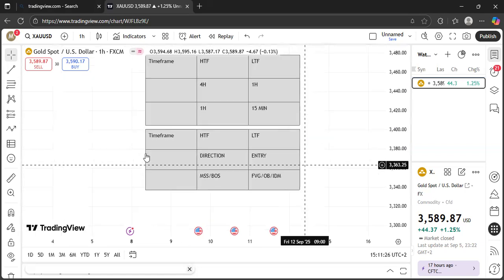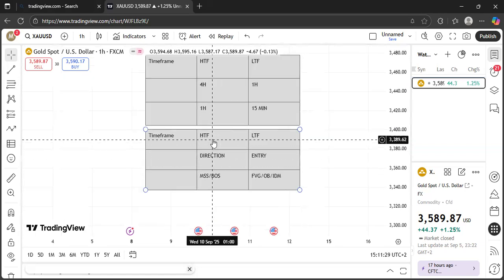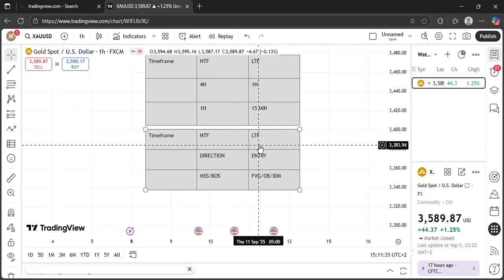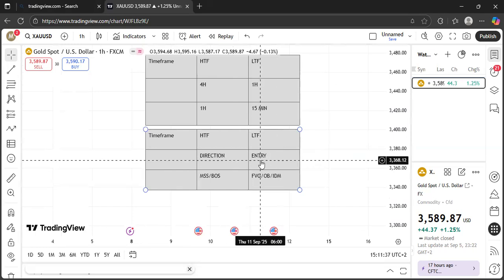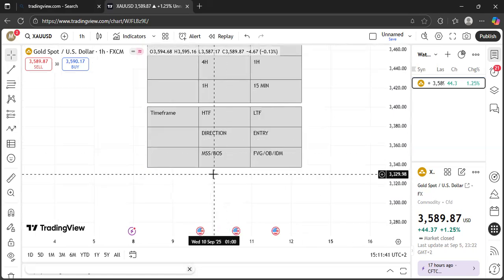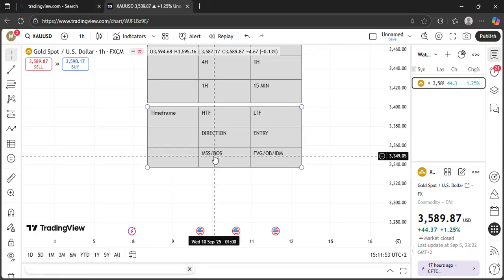So on the higher time frame, we are looking for the direction as I indicated, and on the lower time frame, that's where we get our entry normally. And for our direction, like I said, we will be looking at the market structure. Like I said last week, we're going to be looking at the break of structure and market structure shifts. So that's what I indicated right here.